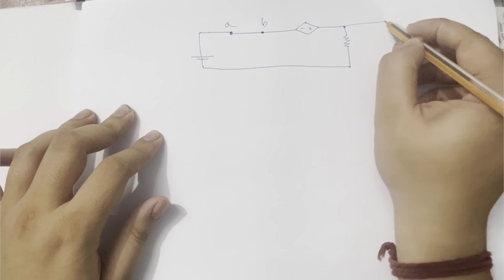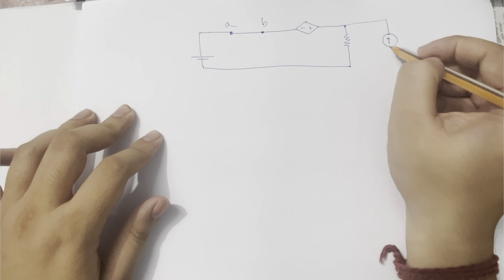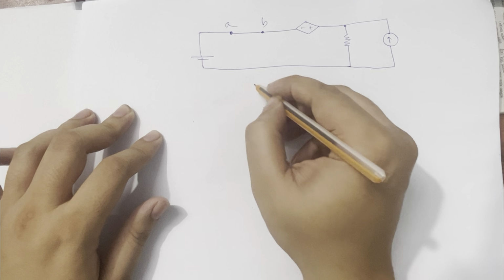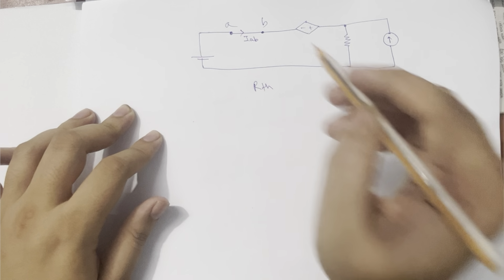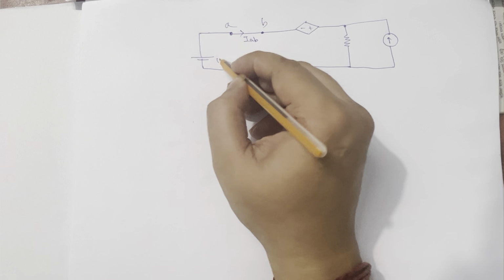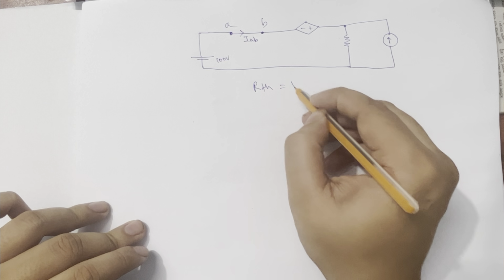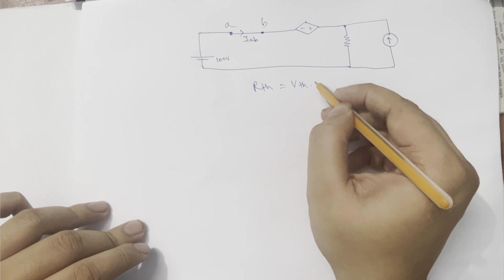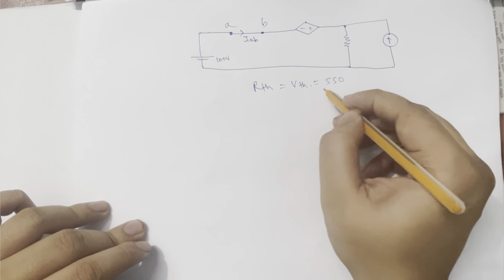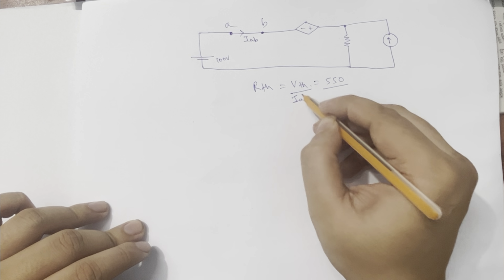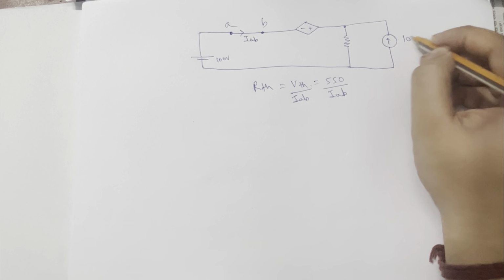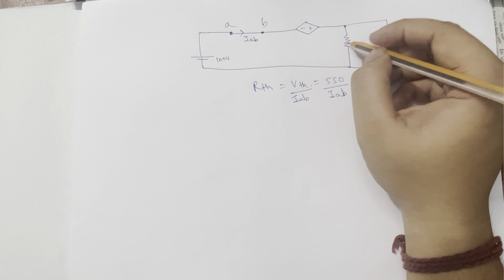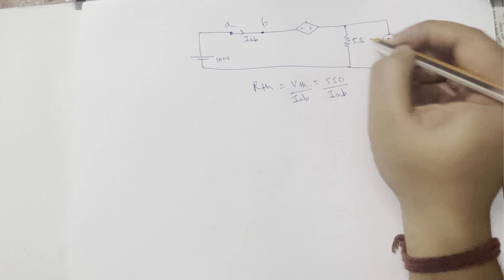Okay, I have drawn the circuit again. The thing is that I want to find RTH, which will be equal to VTH, already found, which is 550 volts, upon IAB, which we are going to find. So this is 10 amperes of current and this is our 5 ohm resistance.